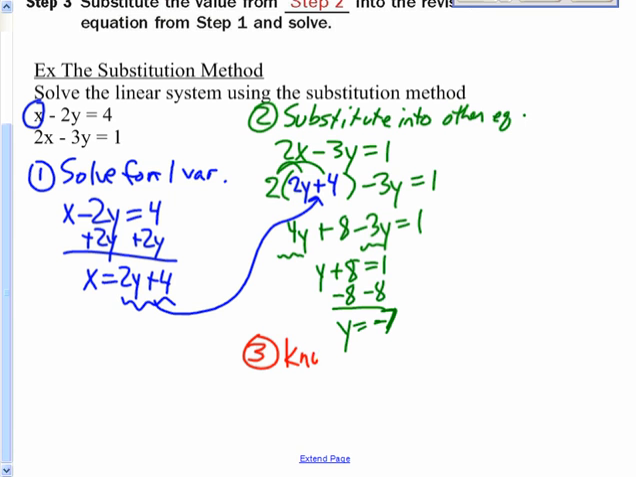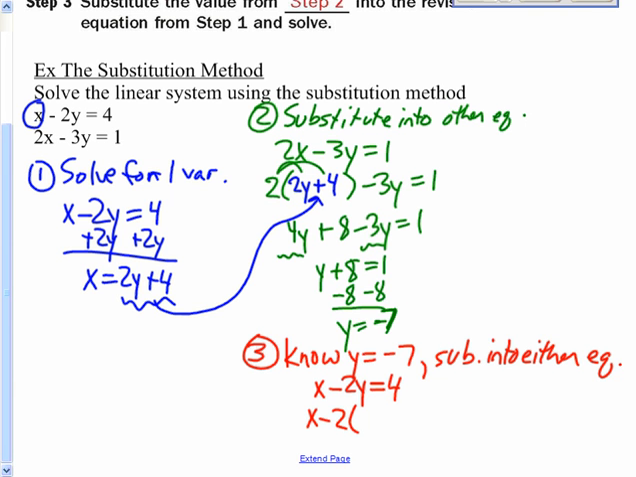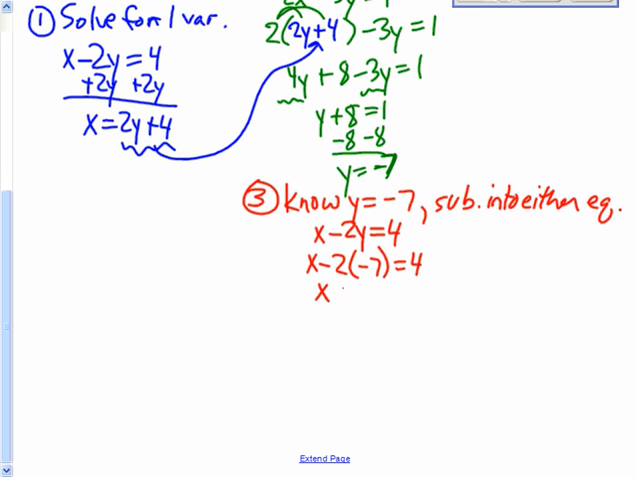Now I know y equals negative 7, and I can substitute into either of the original equations. Okay, so I'm going to pick, you know what, let me go back to the original. x minus 2y equals 4. x minus 2 times that y value, x plus 14 equals 4. Okay, subtract 14. There you go. So x equals negative 10.